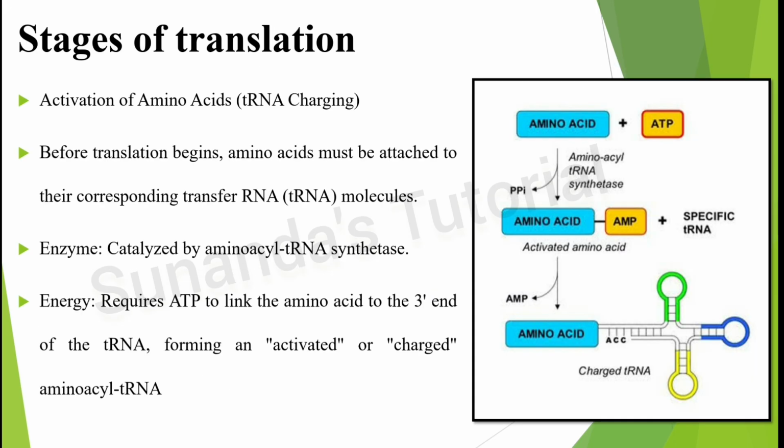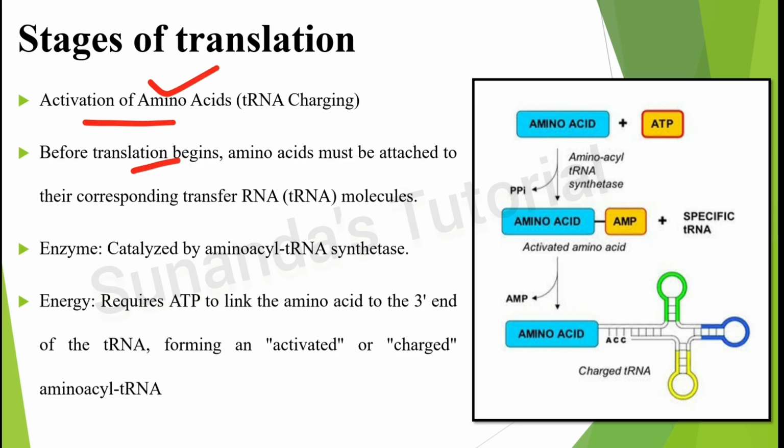So what are the stages? At first, activation of amino acids. Actually, the DNA is first converted into mRNA, so genetic codes are there in mRNA. There are many amino acids which are linked with that particular genetic code. So at first those amino acids should be activated, followed by tRNA activation or transfer RNA activation.